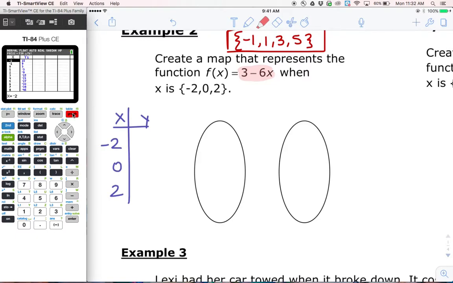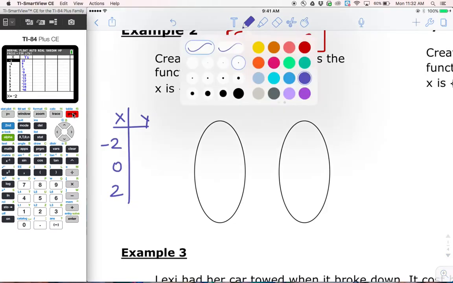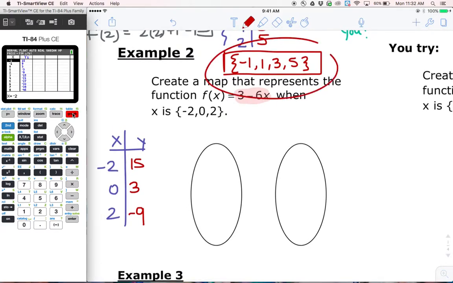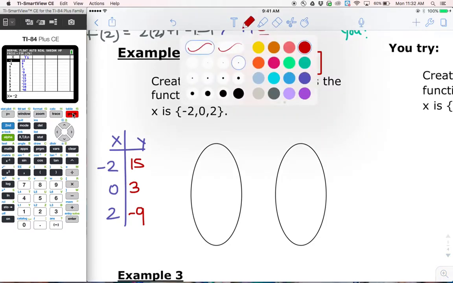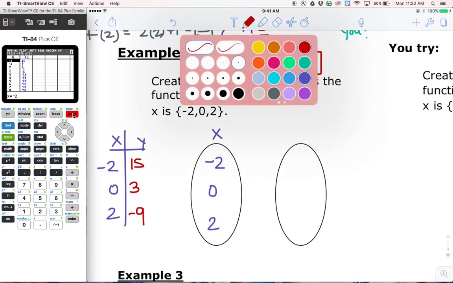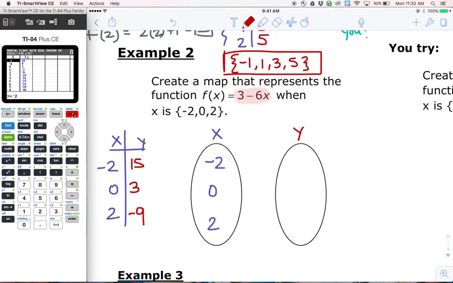Okay, -2 is giving me 15. 0 is giving me 3. And 2 is giving me -9. And now, instead of writing our answer as a list like we did up here, we're just making a table with these answers. So my x's are on the left, and from least to greatest, -2 and 0 and 2. My y values are on the right, again from least to greatest. They're going to go -9, 3, and 15.